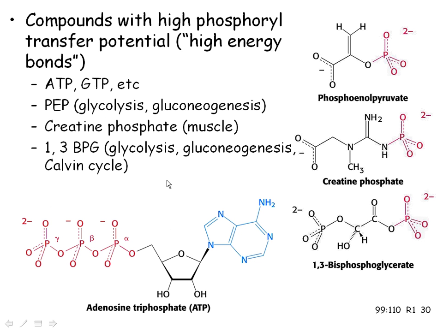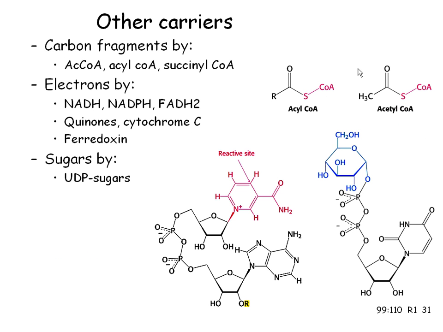You've come to recognize the compounds like ATP that have a high energy potential transfer. And this is just sort of a reminder to you of some of the other compounds that have an equivalently high energy bond, speaking loosely. There are carriers for almost everything. You can carry carbon fragments. CoA is the common carrier for those. You can carry electrons. These are all electron carriers.